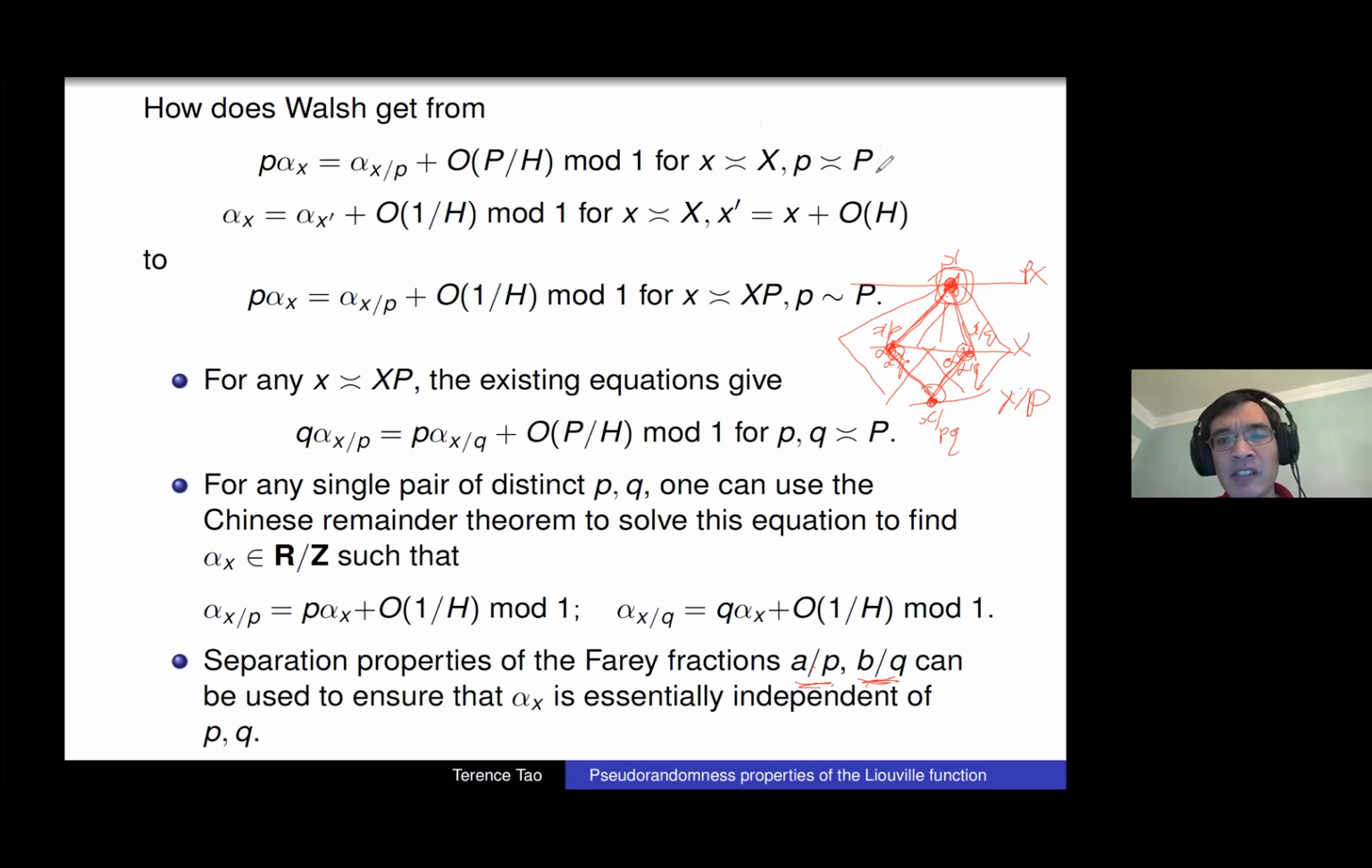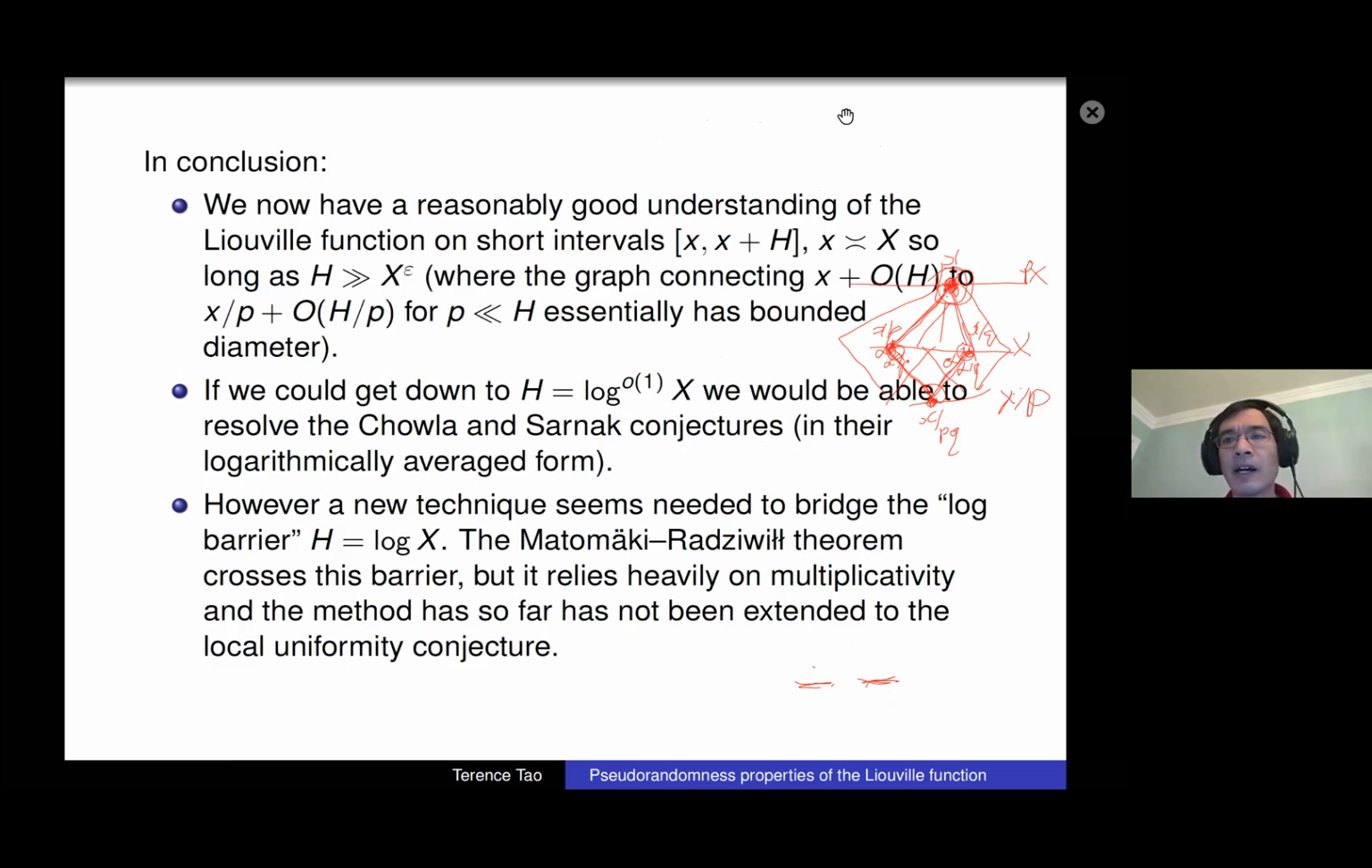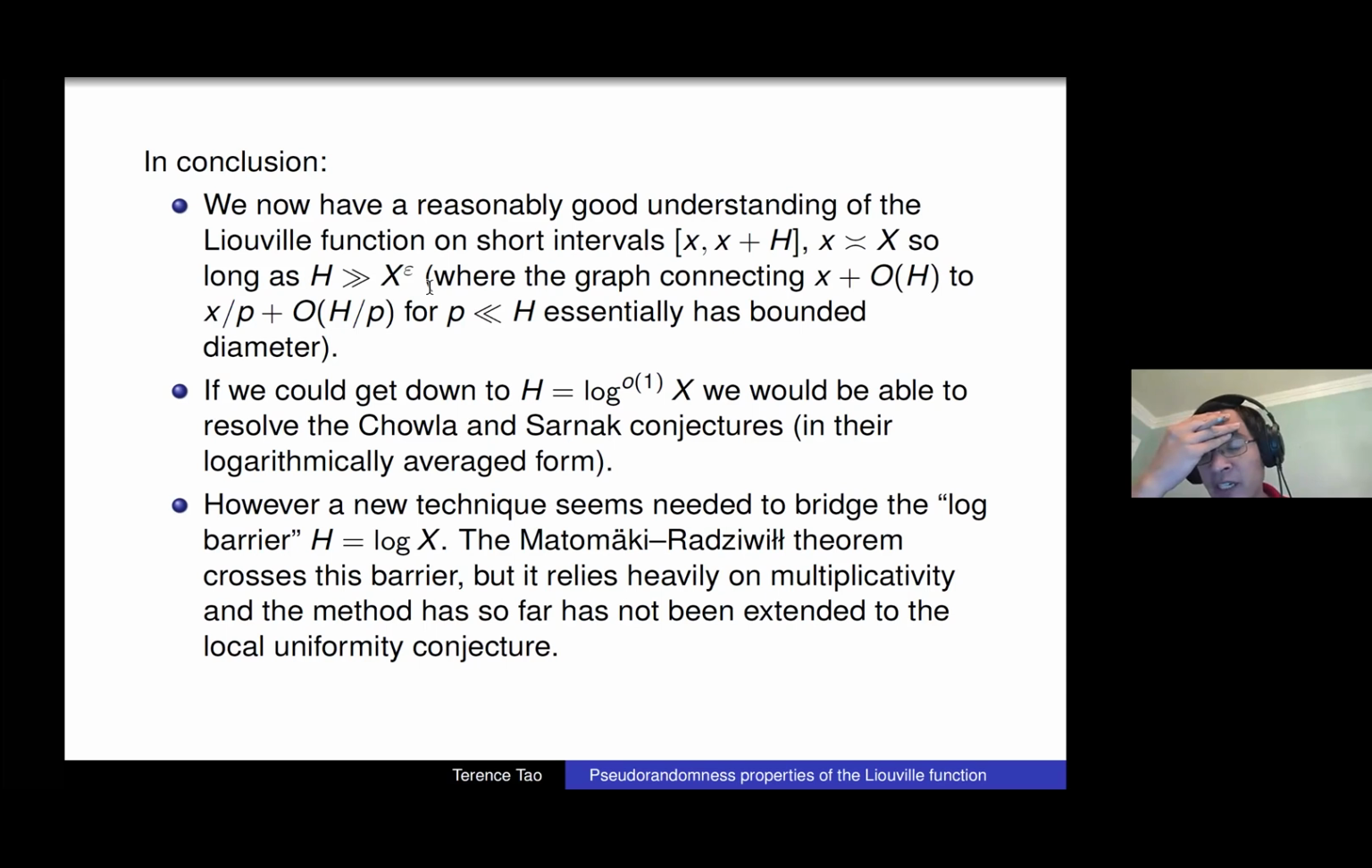So just to summarize, I have my final slide. Right now we have a pretty good understanding of what the Liouville function is doing on short intervals, as long as the interval is at least h to the epsilon. That makes this graph I've been drawing kind of bounded diameter, so that any two points can be connected in bounded time, in bounded length. Once you go much beyond that, it gets much harder to make progress.